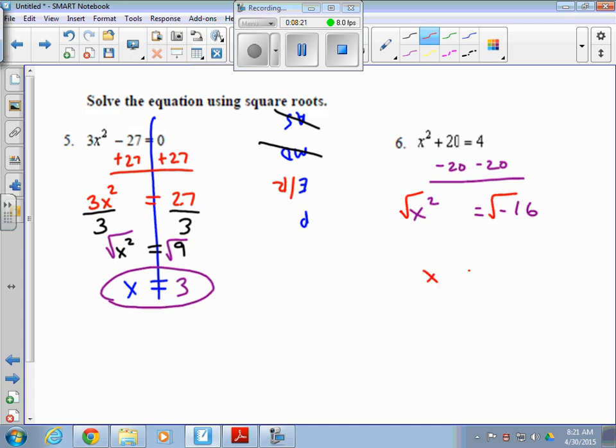Now you have something that says x equals the square root of a negative value. Remember, it does not matter what that negative value is. You should be thinking of number 4. But 4 times 4 gives you positive 16, and negative 4 times negative 4 gives you positive 16. There is no real number that gets you to the number negative 16 when you multiply it by itself. So x has no real solution.